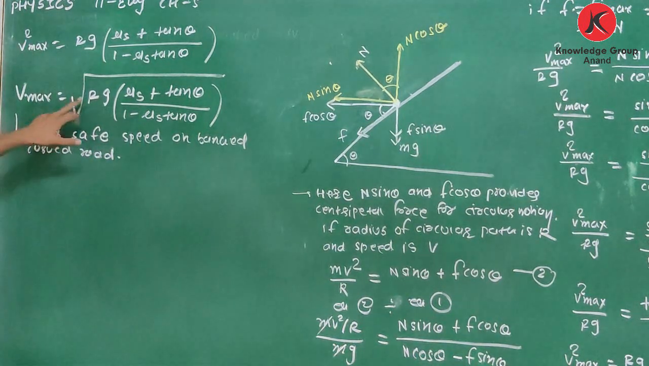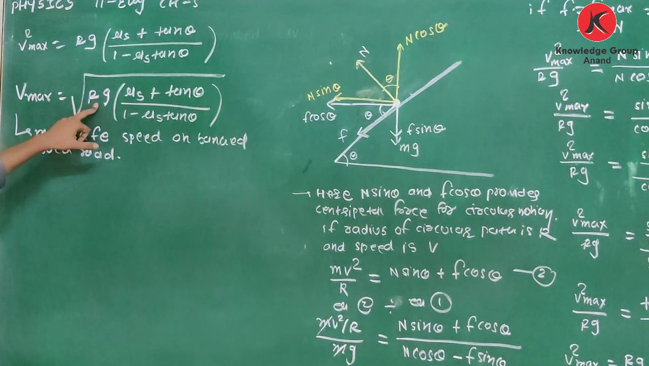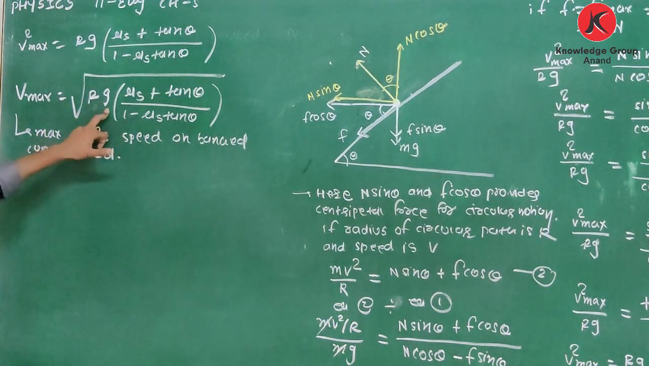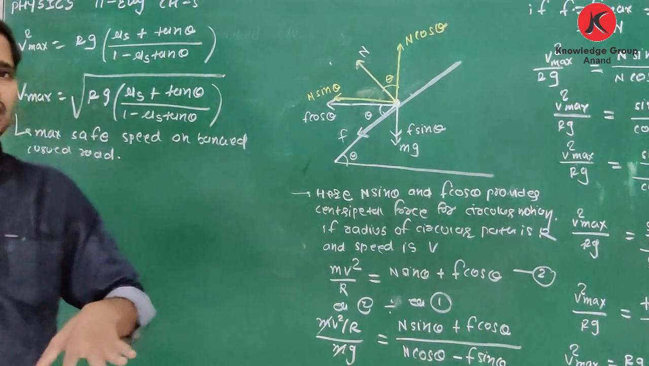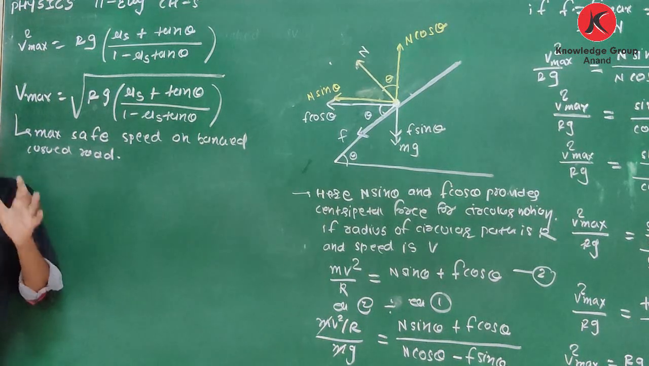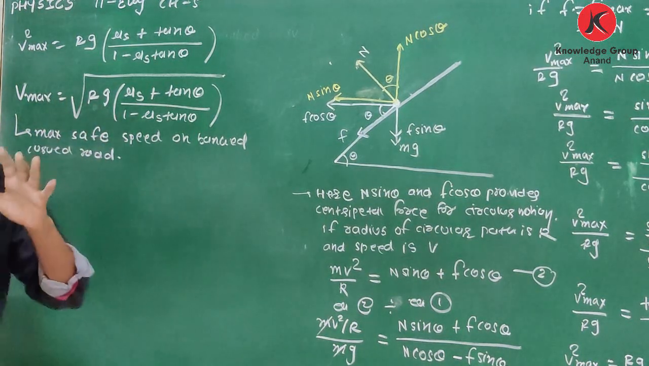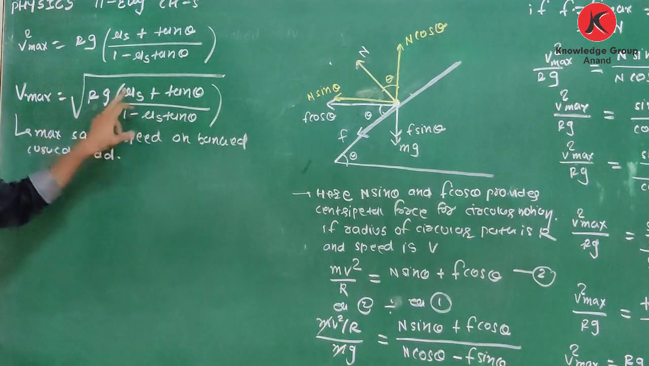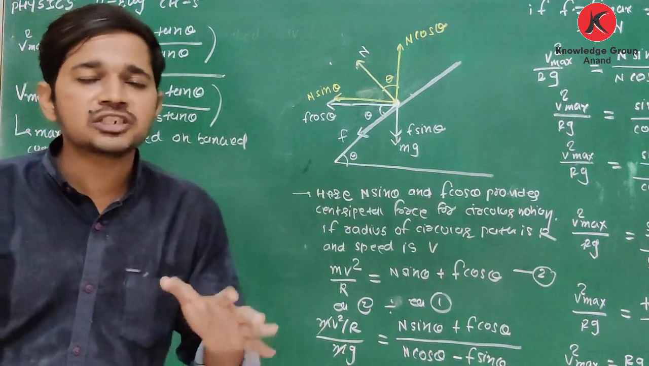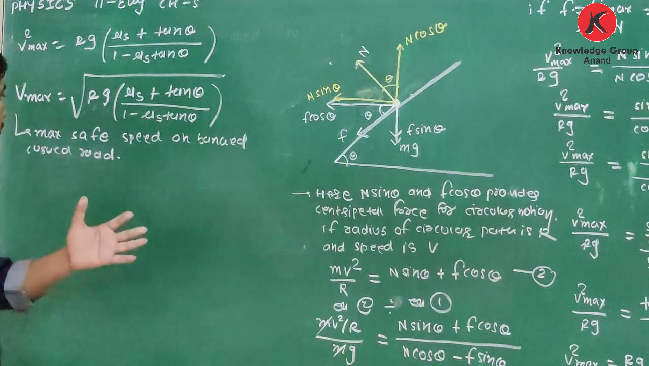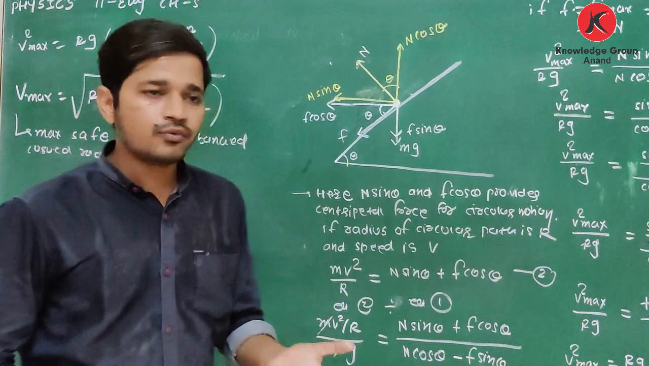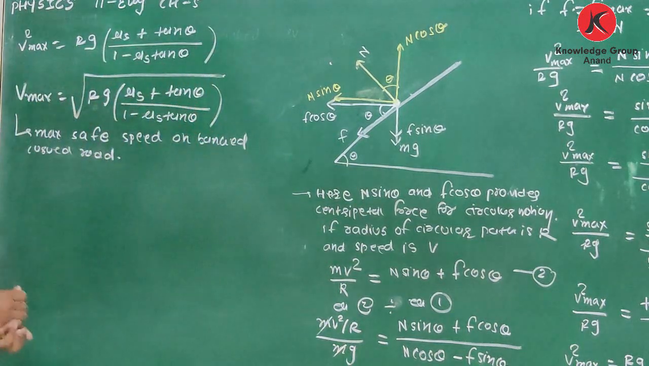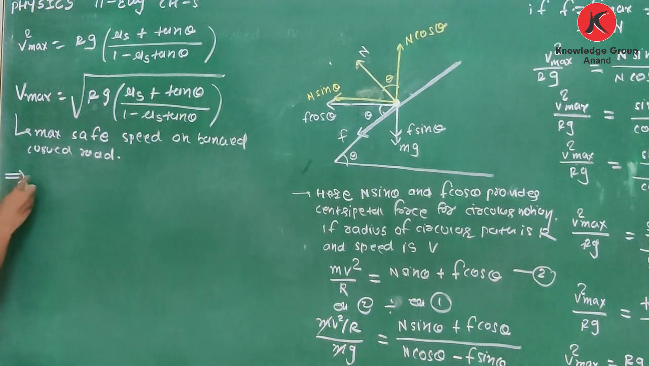What is each and every value? R, radius of circular path. G, that is gravitational acceleration. If you are not given, then yes, you can take value of 9.8. Okay, and yes, sometimes to make calculation easy, you will take G is equal to 10 meter per second square. Mu s is coefficient of friction between road and wheel, road and tire. Okay, theta is this angle at which it is inclined. Clear about this?